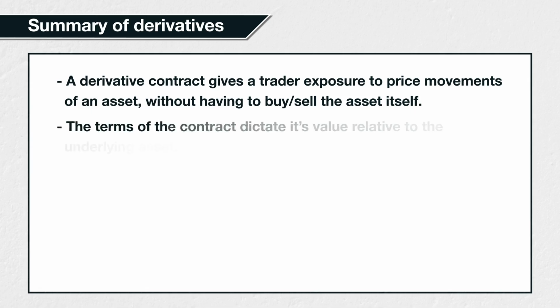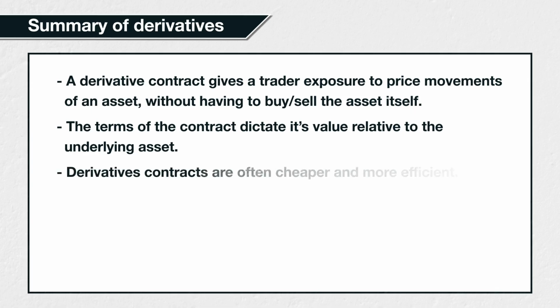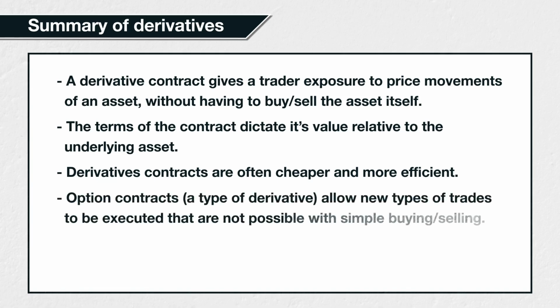The value of the derivative contract will be in some way tied to the price of the underlying asset, according to the terms of the contract. Trading the underlying assets directly can be expensive and inefficient. Derivatives contracts can solve these problems. In the case of option contracts, which we will move on to next, they even allow completely new types of trades to be executed that would simply not be possible trading the asset directly.